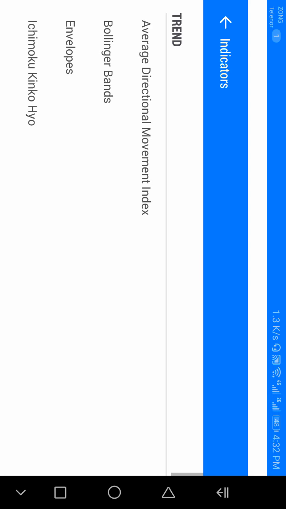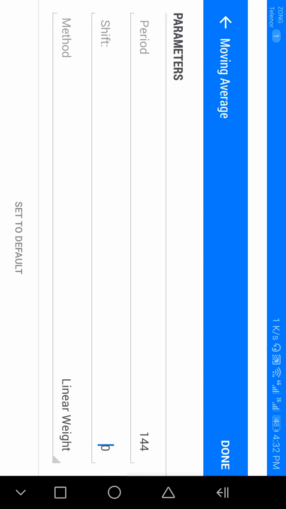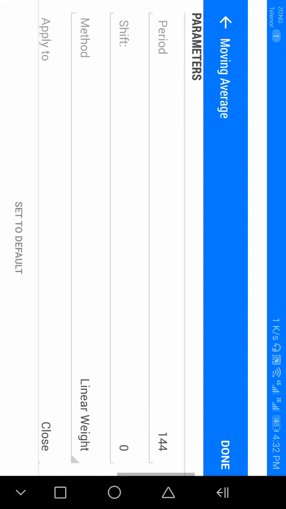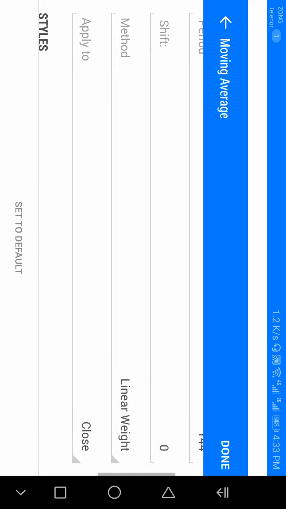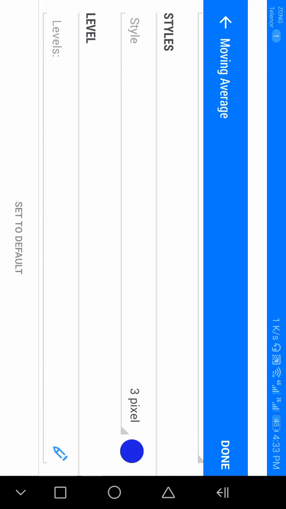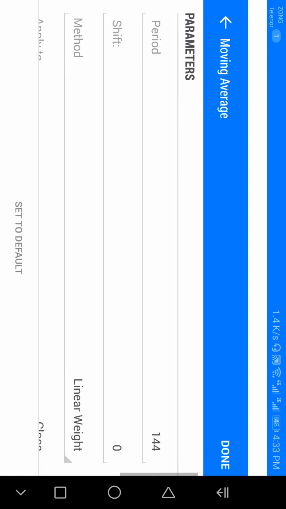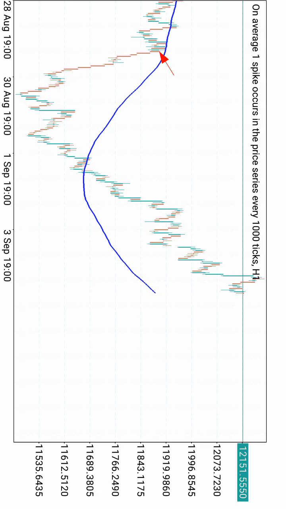First of all, you need to pick the moving average and choose the period 144. The shift will be 0, the method will be linear weighted, and apply to close. Choose any color you like, no problem. Choose 4 pixels and simply click on done. Again, I'm going to rewind. Parameters: period 144, shift 0, linear weighted, apply to close, and simply click on done.